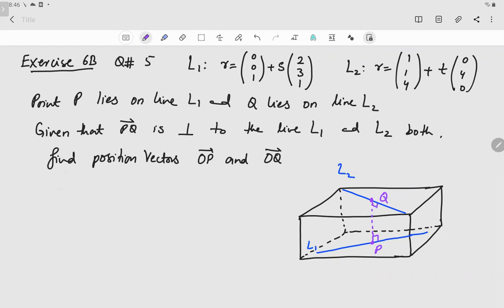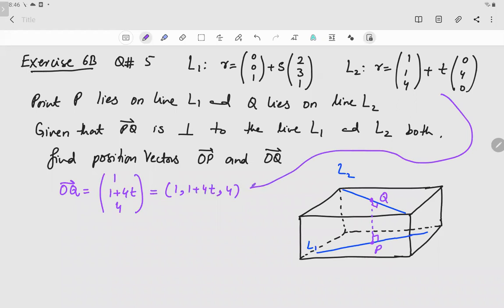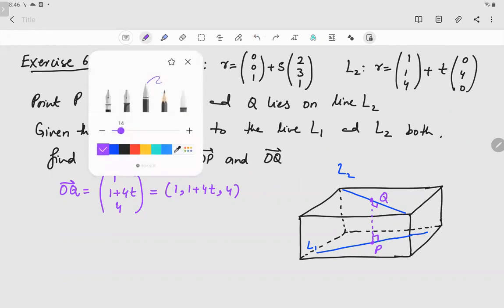We should note that OQ is a general point on the line L2, so we can calculate its coordinates. The coordinates of OQ are (1 plus 4t, 4, 4). I can write them in coordinates form, or I can write them in column vector form. I have obtained this information from the equation of L2.